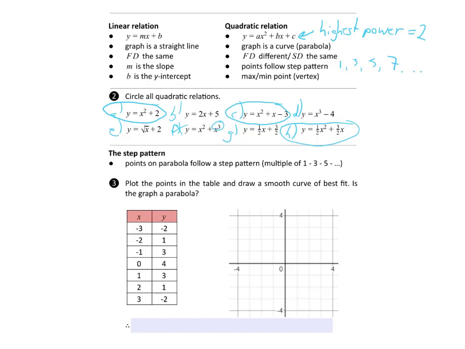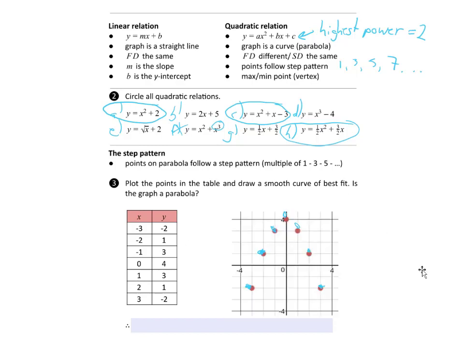So our first point is -3, -2. Next point is -2, 1. Then we have -1, 3, 0, 4, and vice versa on the other side. I'm just going to speed this up a little bit. There's our points plotted. If we were to check the step pattern, we can see that it goes over 1, down 1. That's good. That's our first step.